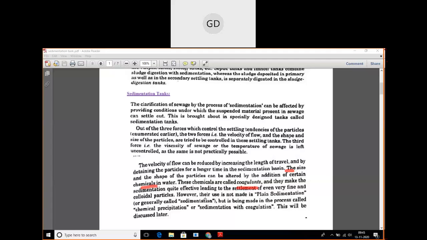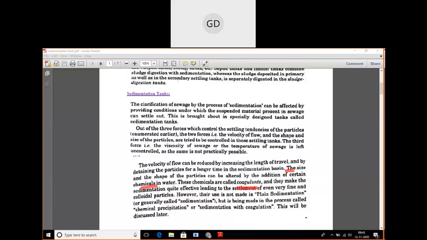So if you mix the chemicals with these materials, what will happen? Those lighter materials will become a little bit heavy, and when they become heavy, that material will settle down, isn't it? So that makes the sedimentation process quite effective, because settlement of very fine particles is happening.